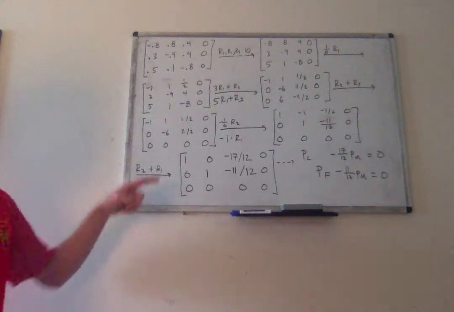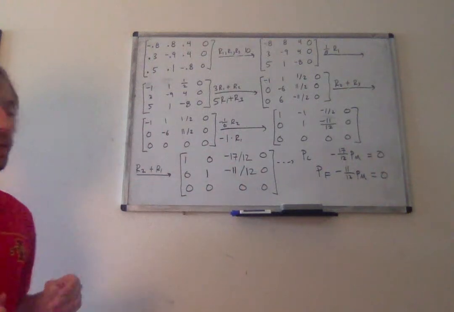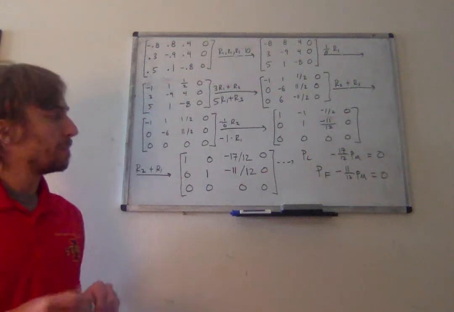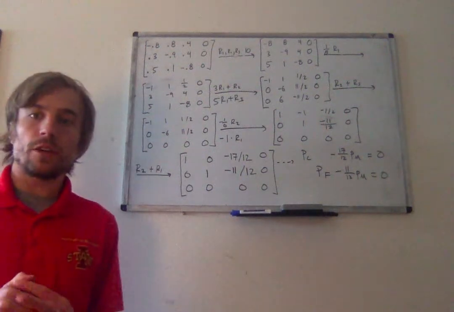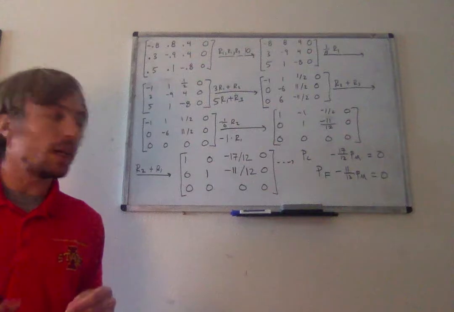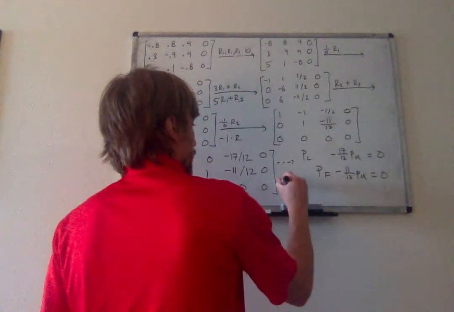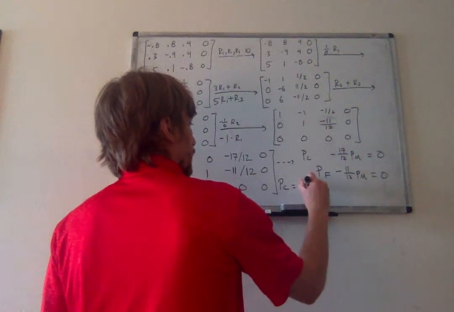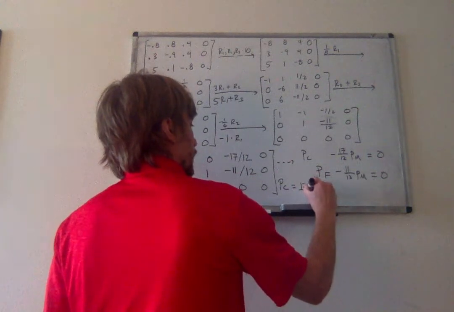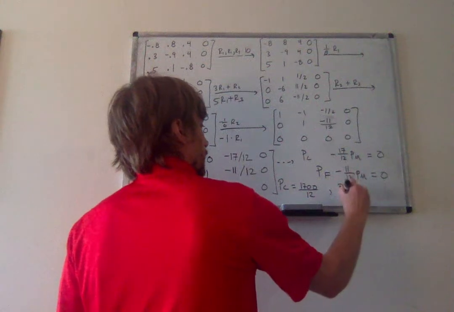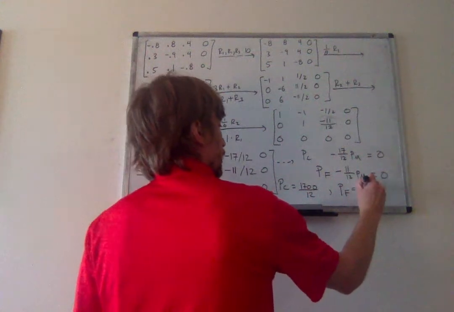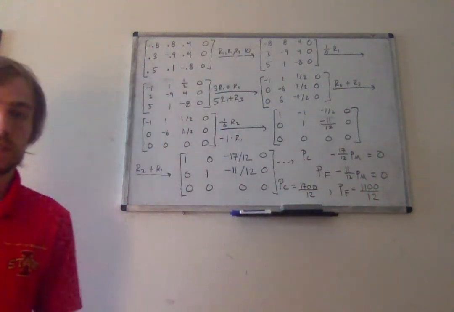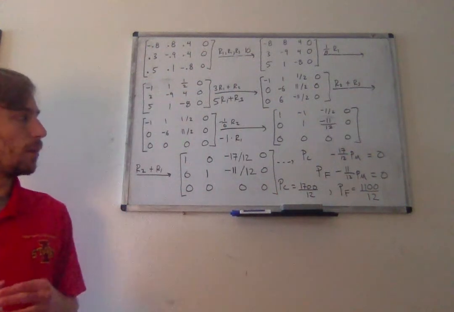And so remember now, we know that the output of machinery, or we've assumed that the output of machinery, is equal to 100 units. And so this is just now a matter of multiplying these values by 100. And so PC would be 1700/12 units, and PF would be 1100/12 total units.